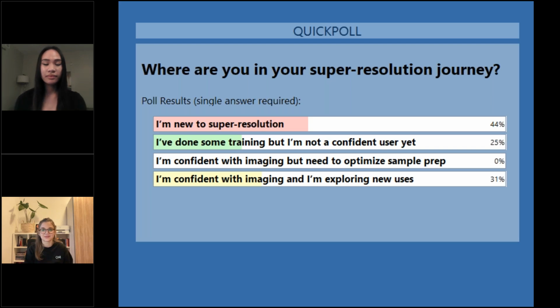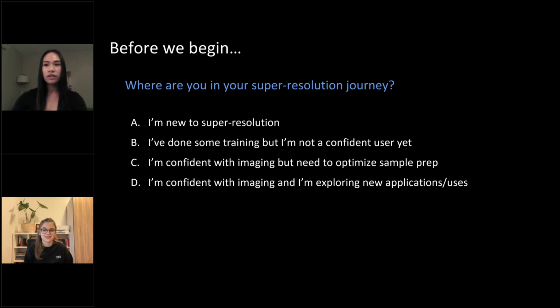It says 44% are new to super resolution. 25% says I've done some training, but I'm not a confident user yet. And 31% say I'm confident with imaging and I'm exploring new uses. Okay, perfect. So this is great. A lot of you seem to be new to super resolution, so we'll go over all of those techniques now.